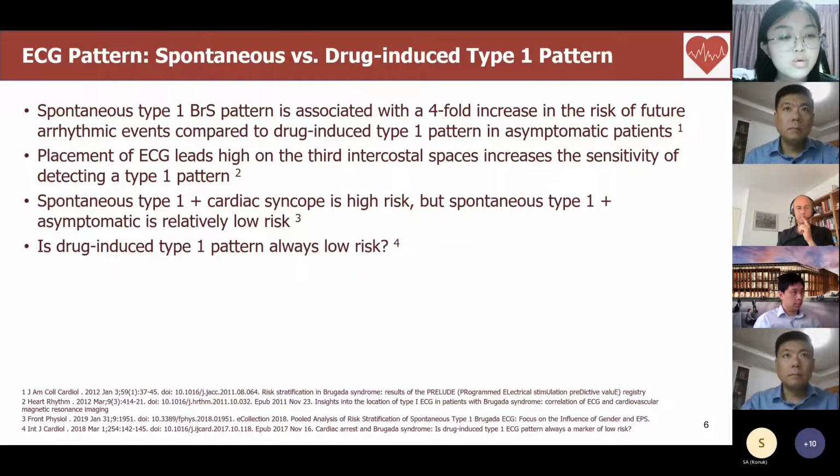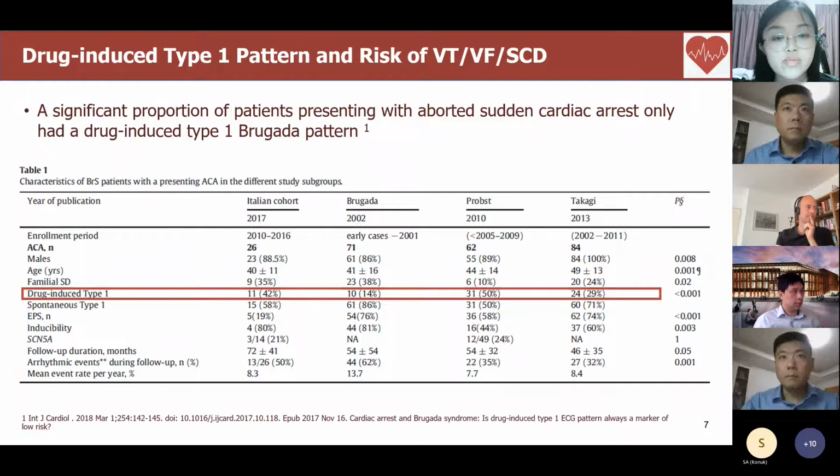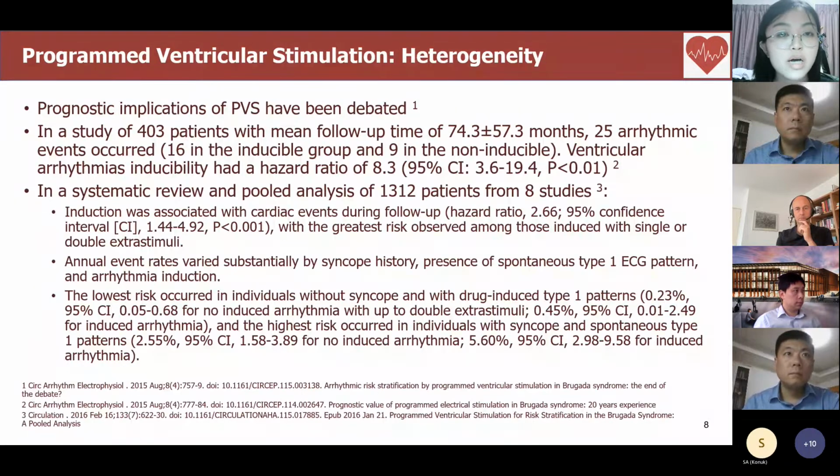This raises the question, are patients who presented with drug-induced type 1 Brugada pattern always of low risk? It was reported that a significant portion of patients who presented with an aborted sudden cardiac arrest only have a drug-induced type 1 Brugada ECG pattern beforehand, indicating that this group of patients is also not as low risk as previously considered. In addition, as mentioned previously, there is a heterogeneous extent of evidence in the use of electrophysiological studies to evaluate the risk of sudden cardiac death amongst Brugada patients. The annual ventricular tachyarrhythmic event risk of patients who had inducible ventricular tachyarrhythmia on electrophysiological studies varies substantially, also based on syncope history and the presence of spontaneous type 1 Brugada pattern.